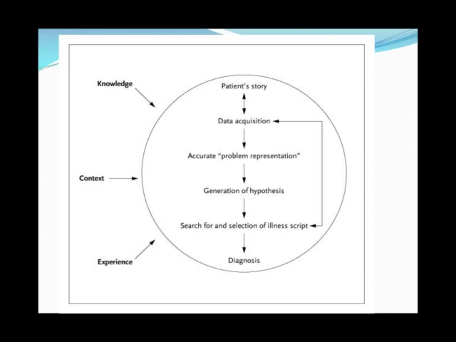Also our experience, have we seen these problems before, is going to inform this whole process. And of course, this process goes back and forth. We come up with a hypothesis, we look for an illness script. If we can't find anything, then we go back and we look for more data. We try to get a better representation of the problem, and then generate a different hypothesis, and then try to figure out, is this fitting anything that we know, before we come up with a diagnosis.